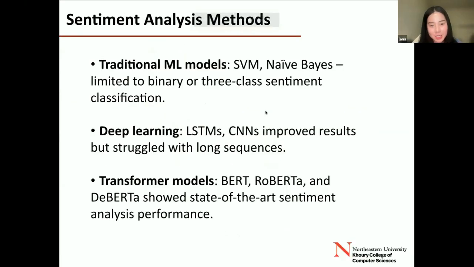So, some sentiment analysis methods. Let's start with traditional machine learning models, such as support vector machines or naive Bayes, which have been widely applied for sentiment classification tasks. And they often achieve very impressive results in the high 80s to 90s range in accuracy. However, they were only tested on binary or 3-class sentiment datasets and have not been tested on the more nuanced 5-label sentiment task. Next, deep learning approaches marked a significant improvement in sentiment analysis.